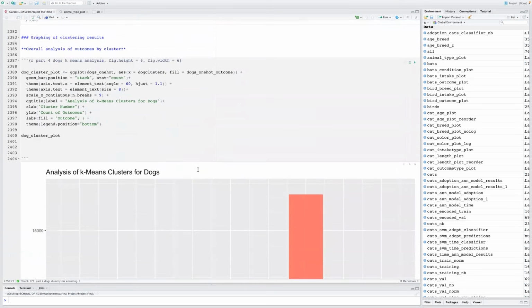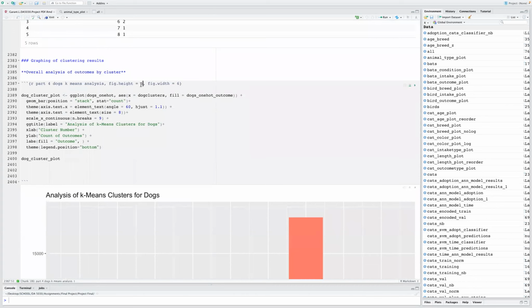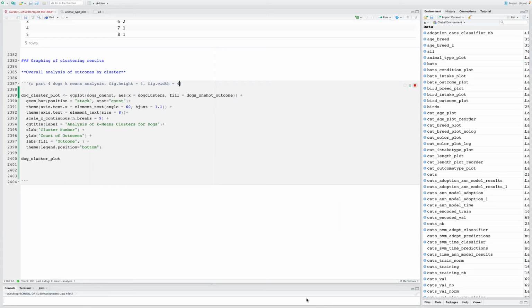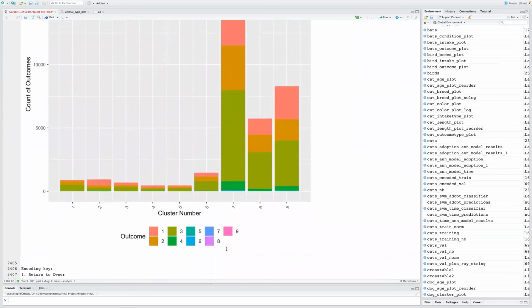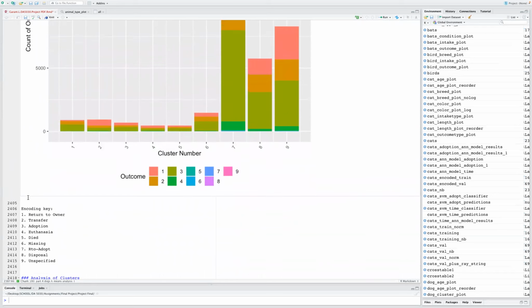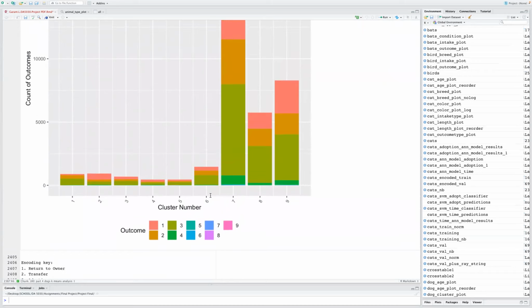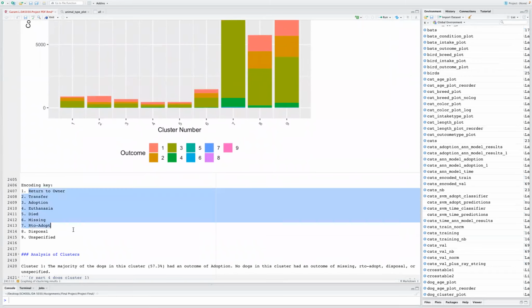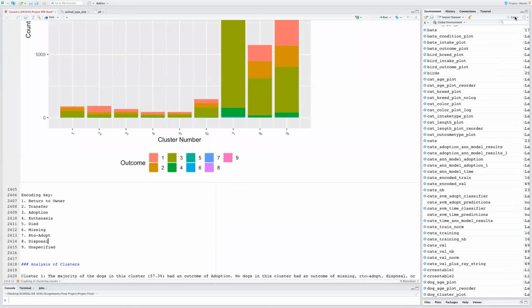I did some graphing of this, the overall picture of the k-means clustering. The bar chart here shows each individual cluster and its makeup per outcome. And then we have the key to match up the graph with the human readable outcomes. So that is what I did for the dogs data.